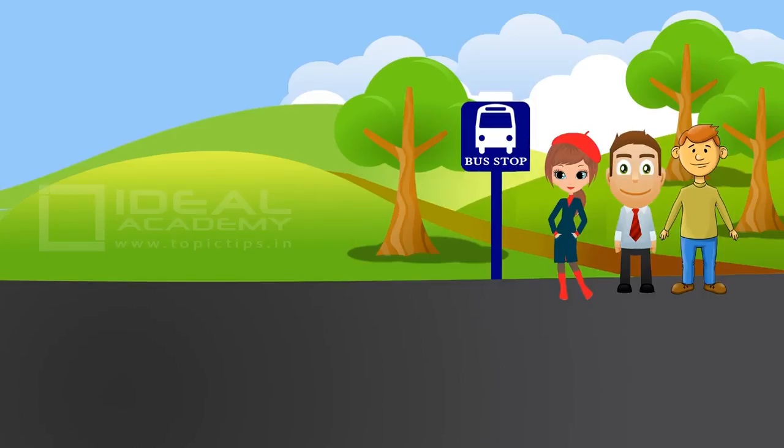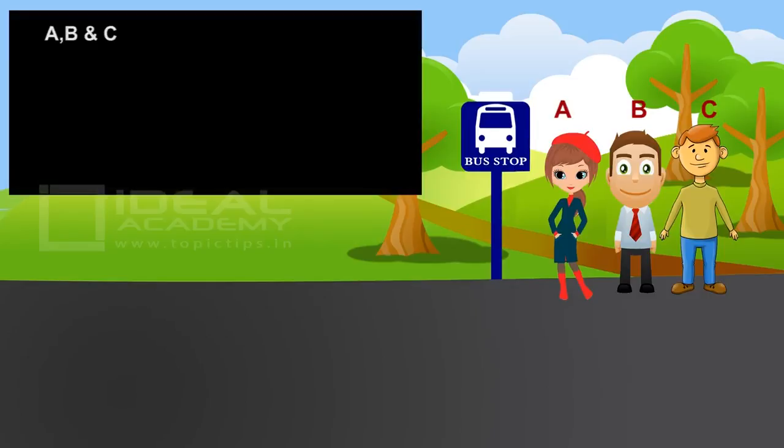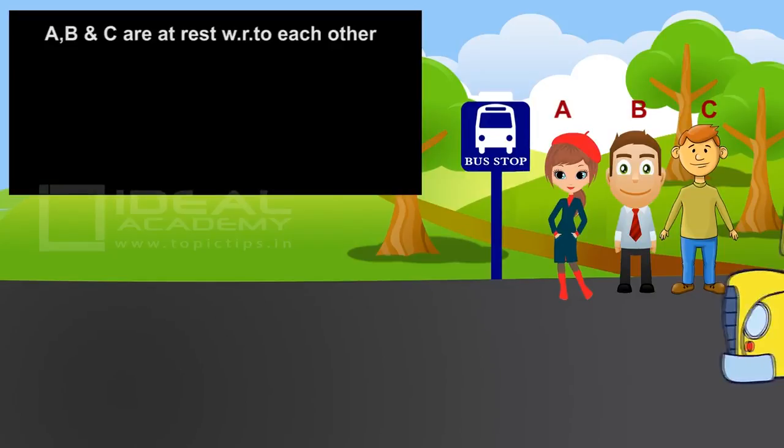Now, let us name these persons as A, B and C. Now, with respect to A, B and C are at rest. Similarly, with respect to B, A and C are at rest. Similarly, C is at rest with respect to both A and B. So, all of them are at rest with respect to each other. Correct? Okay. Now, let us see what happened.